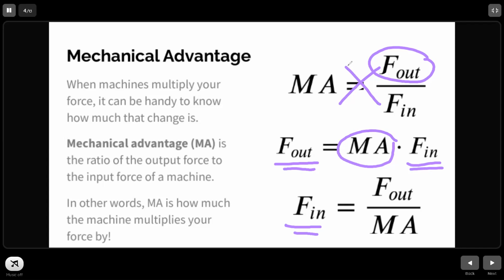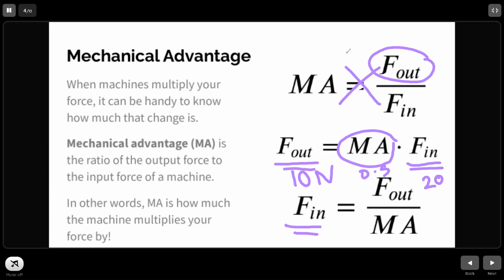If I tell you that the mechanical advantage is 0.5 as an example, and the force input is 20, what will the force output be? You have to multiply. This is 20, and the mechanical advantage is 0.5. So the output will be 10 Newton. And so on, if I give you the force input, you can find the force output if you have the mechanical advantage.